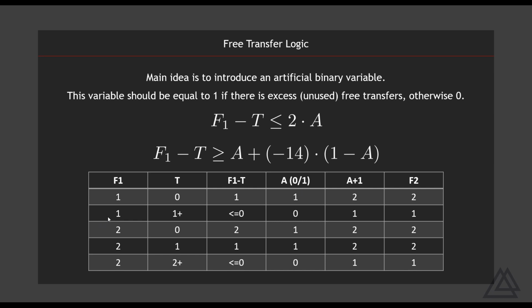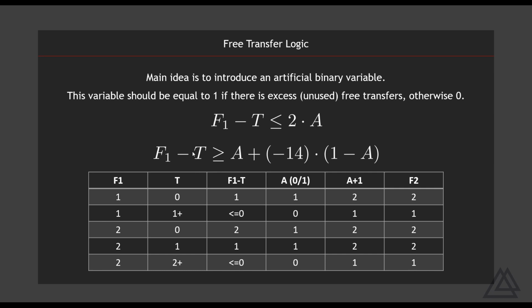Okay? And similarly, if F1 is 1 and T is more than 1, then this value will be 0 or less, and A could take either value 0 or 1. But we need to be sure that if I don't have any unused free transfers, it should be equal to 0, right? So what's going to happen is this part will take value 0 or less, a negative value, and I'm saying this is greater than or equal to A plus minus 14 times 1 minus A.